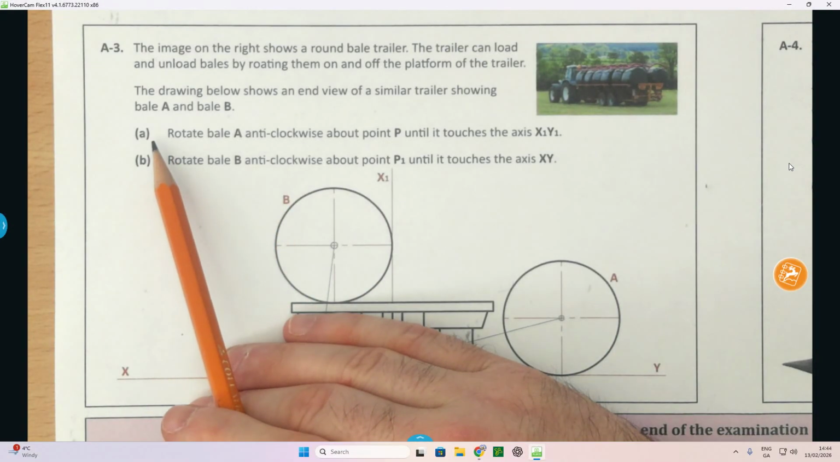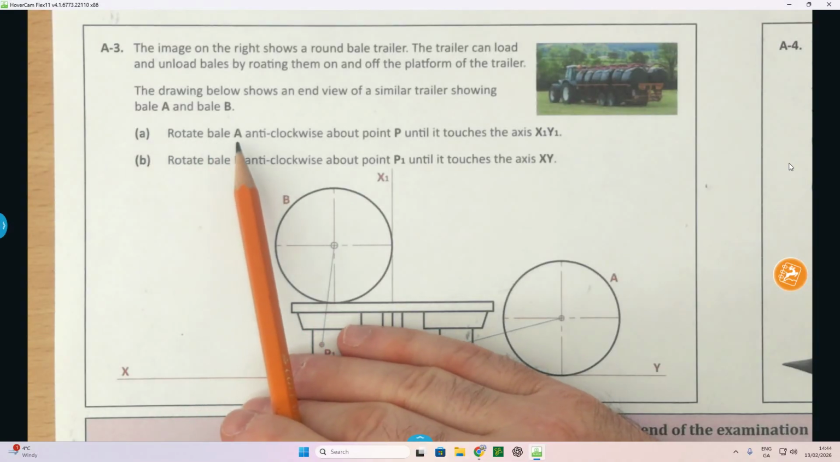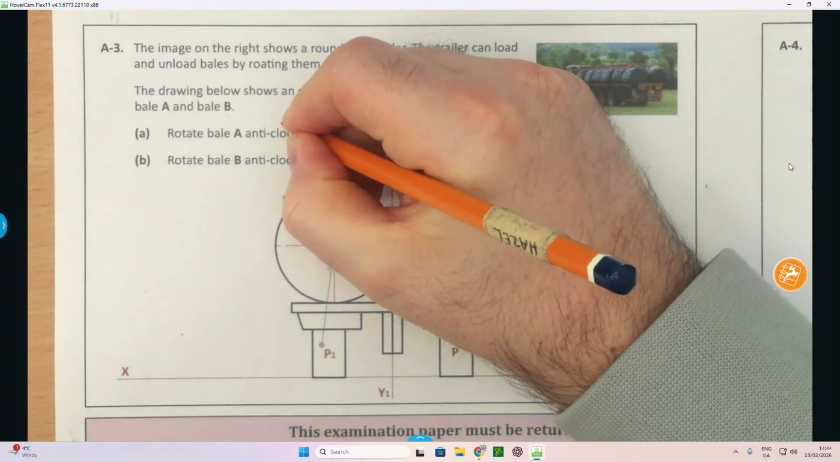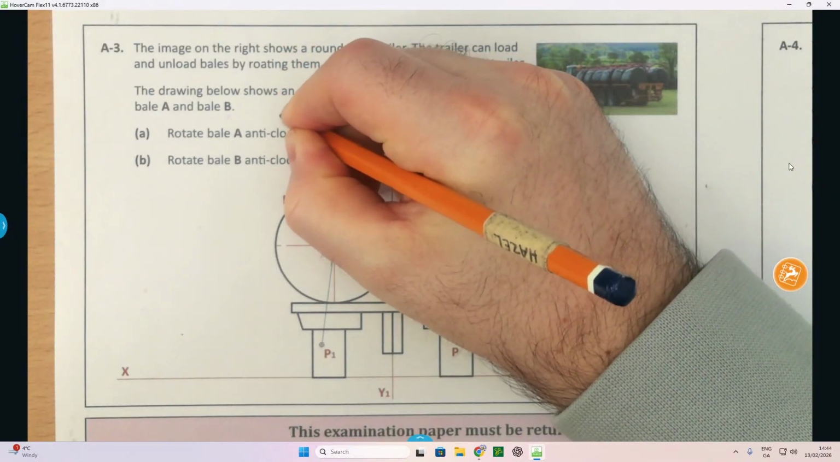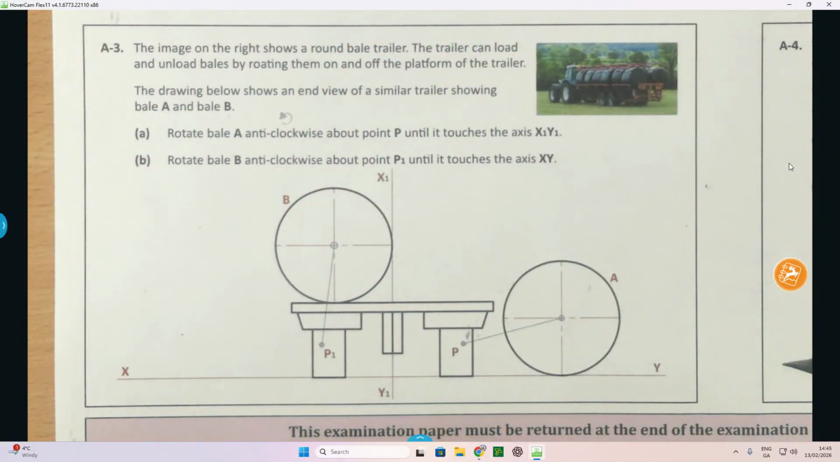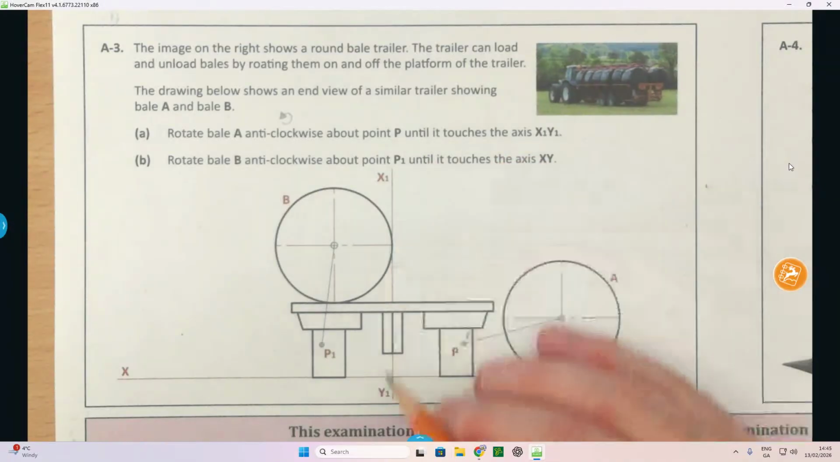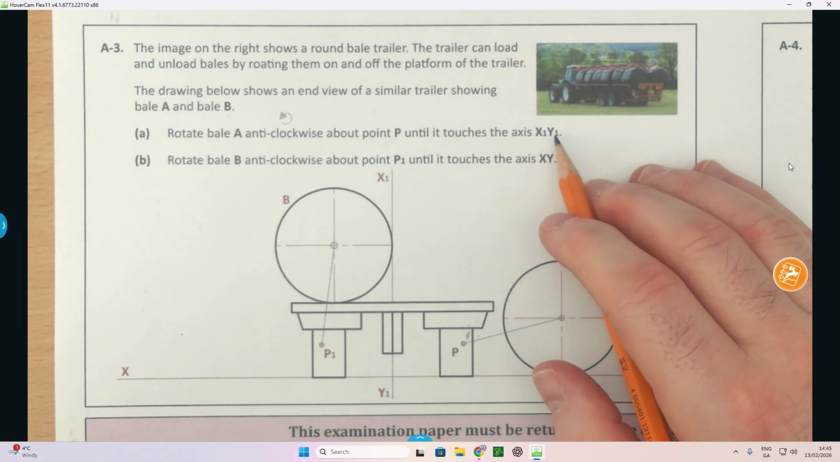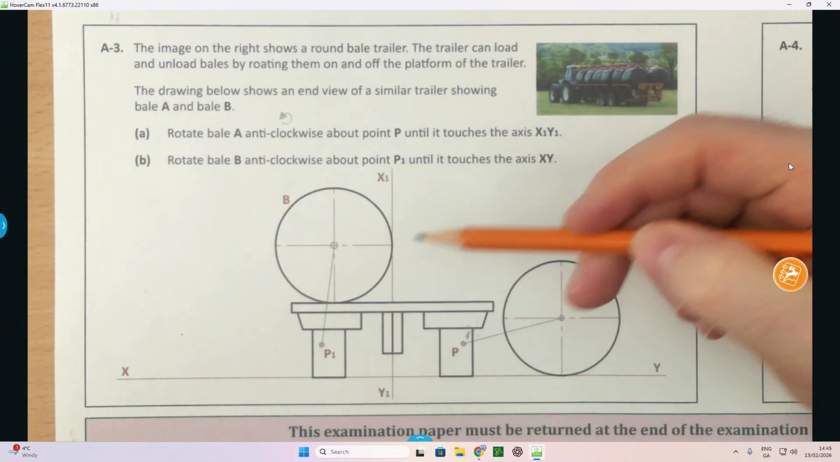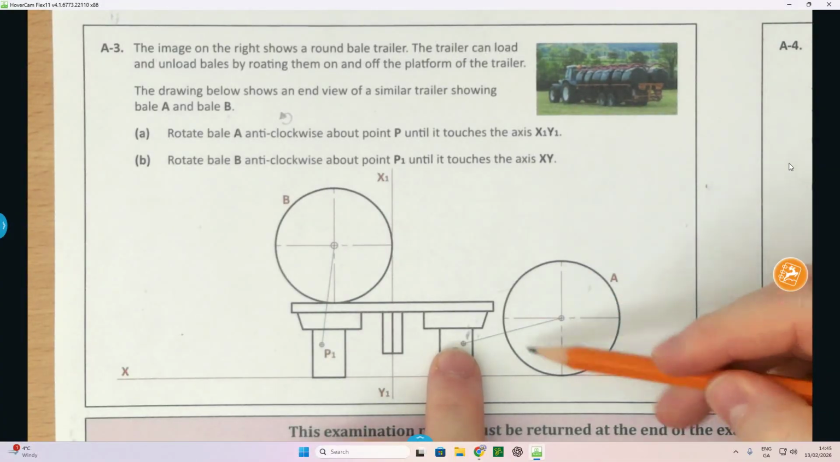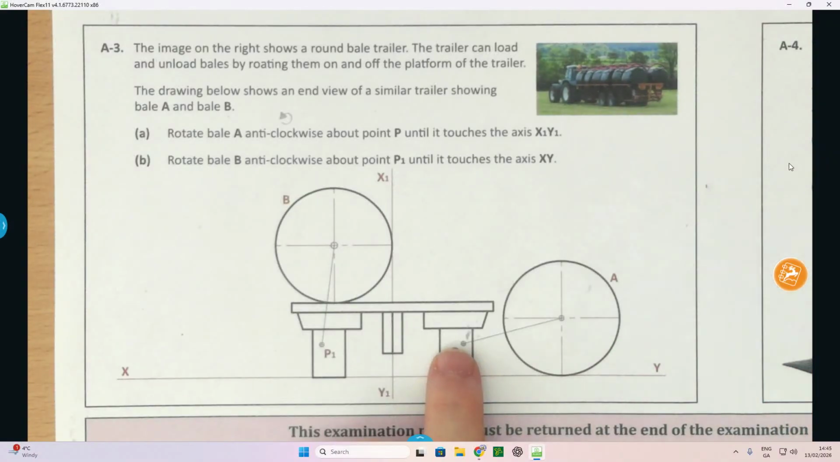It tells us then, part A, rotate bale A anti-clockwise. So if you think of anti-clockwise, we're going in this direction. Okay, we're going in that direction, anti-clockwise, about point P, so they give us point P here, until it touches the axis x1, y1, and you can see that axis x1, y1. Now, what they do tell us is they give us the rotation point, which is point P, and they also give us the size of the bale, which is really helpful, so we have the radius as well.